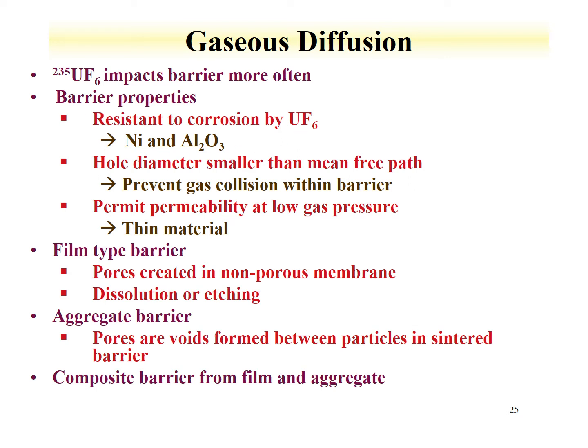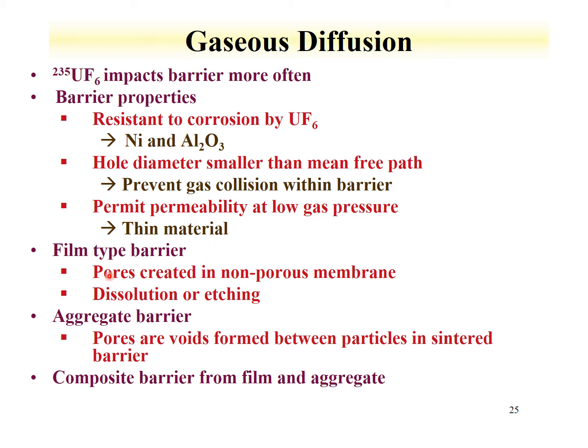This includes the use of nickel or aluminum oxide. Also some engineering parameters. The hole in the barrier, the diameter needs to be smaller than the mean free path so that it prevents gas collision within the barriers so that the uranium wouldn't be diffusing back out. And it needs to permit permeability at low gas pressure, so you need very thin material.